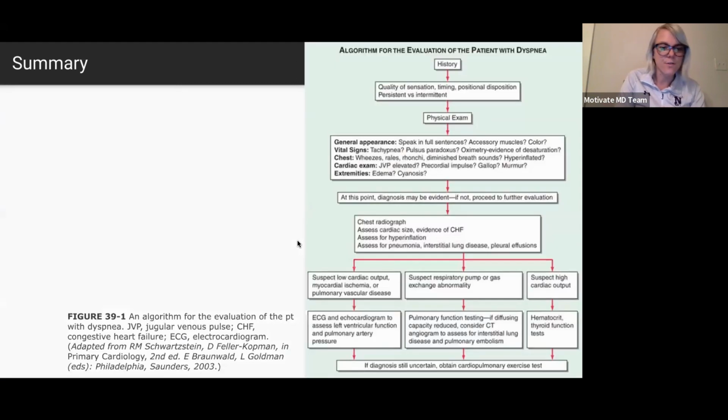Okay. So good. That's what I have for you guys. Remember, here's our algorithm, and really the path that we talked about was this. We got the history, they were hyperresonant on percussion, we got a chest x-ray, but we probably could have diagnosed that even before. We assessed for hyperinflation, that patient was hyperinflated. And we didn't see a low cardiac output. We didn't have signs of that.